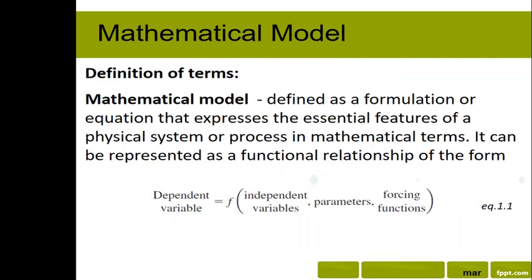So now let's go to the mathematical model. So a mathematical model is defined as a formulation or equation that expresses the essential features of a physical system or process in mathematical terms. So, it can be represented as a functional relationship of the form: dependent variable is equal to a function of independent variables, parameters, and forcing functions. So, we will note this as equation 1.1. So, it requires understanding of engineering systems. So, observation, experiment, theoretical analysis, and generalization. So, it's an application of physics and science to your daily life.